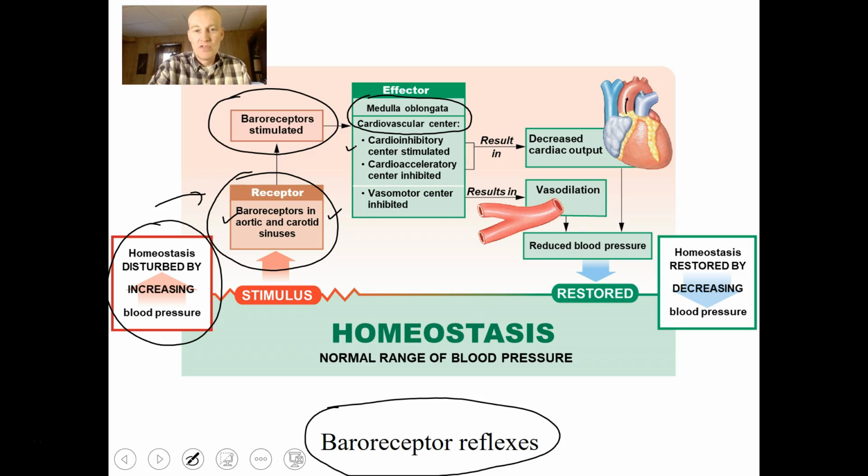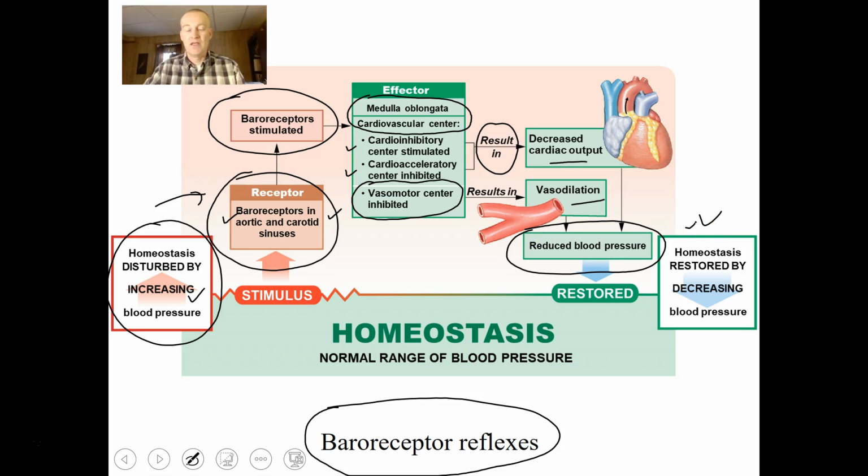They're going to inhibit cardio-acceleratory centers. The vasomotor center in the medulla oblongata is going to be inhibited. Now, what this results in, remember, we're basically trying to respond to a stimulus, which is increasing blood pressure. So we want to basically diminish that blood pressure. So by doing these particular activities, it results in a decrease in cardiac output and vasodilation. Both of these things are going to reduce blood pressure, which will get us back into homeostasis.